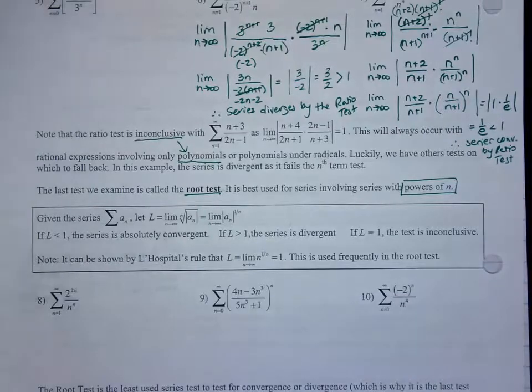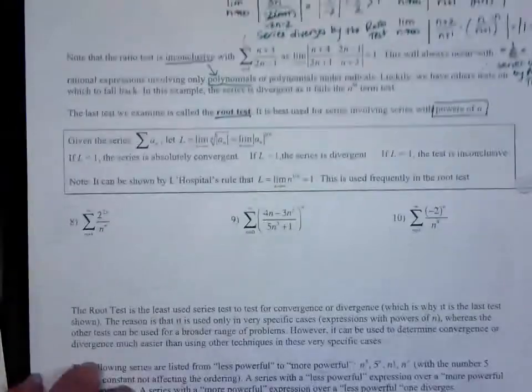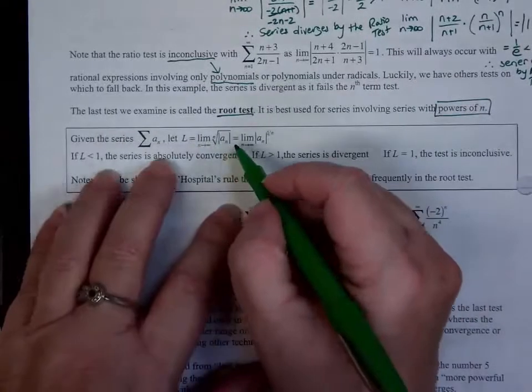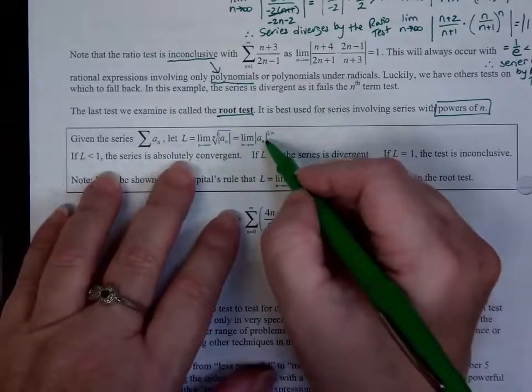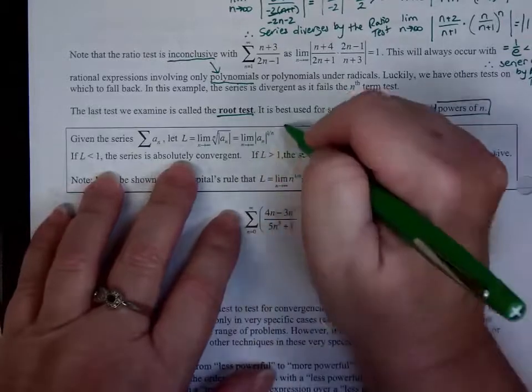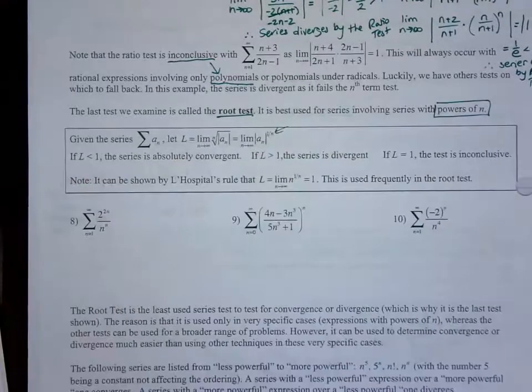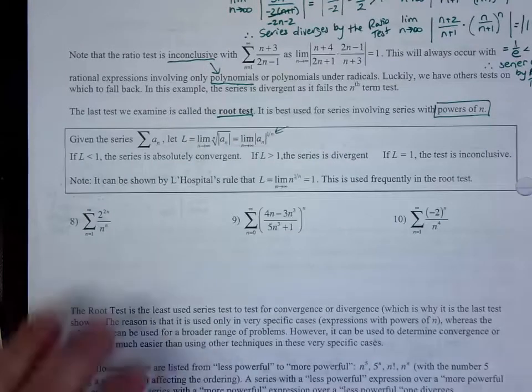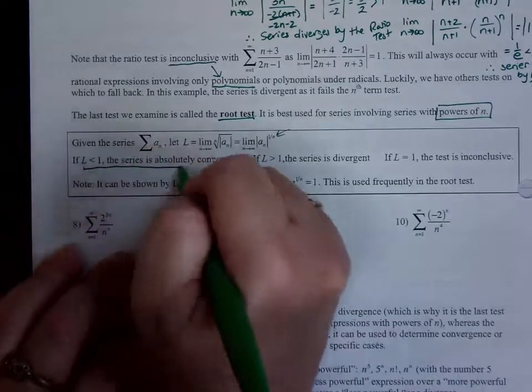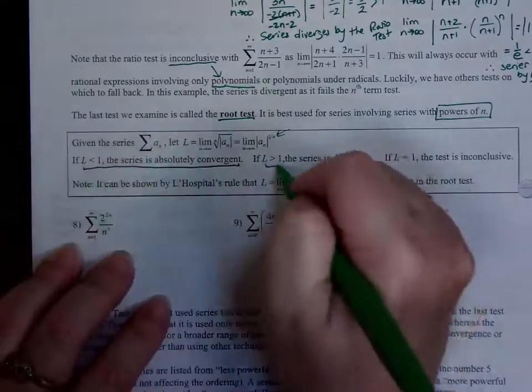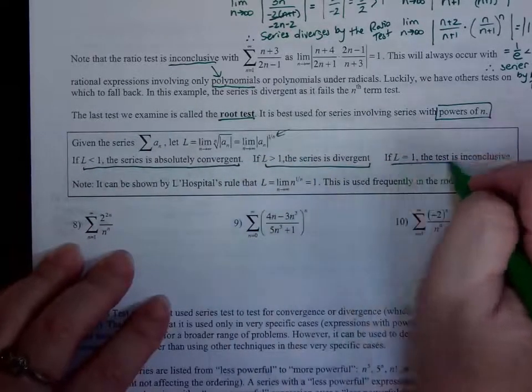The way it works is you take the absolute value of the function and you always raise it to that power, 1 over n, always. And you clean it up. And it's the same results as before. If the limit is less than 1, it's convergent. If the limit is greater than 1, it's divergent. If it's equal to 1, it's inconclusive.